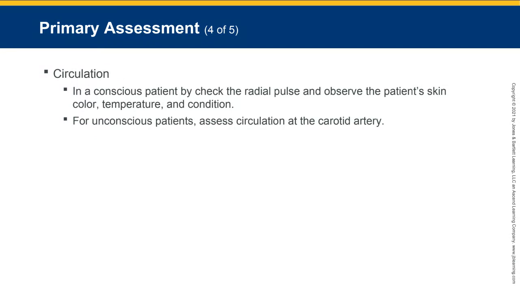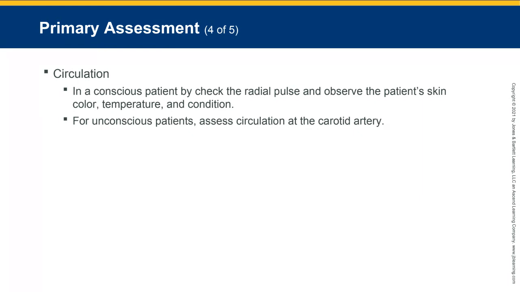After we have assessed and managed upper and lower airway, and after we have assessed and managed breathing, which is ventilation, oxygenation, and respiration, the next phase is circulation. In a conscious patient, we will check the radial pulse if the patient is responsive. If the patient is not communicating, then you go to your central pulse, which is the carotid.